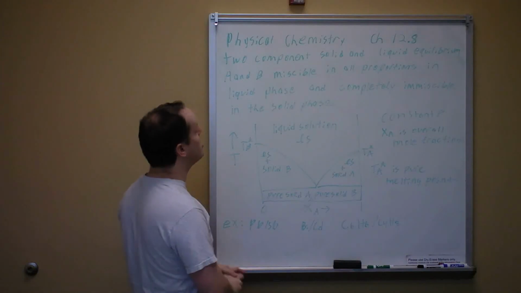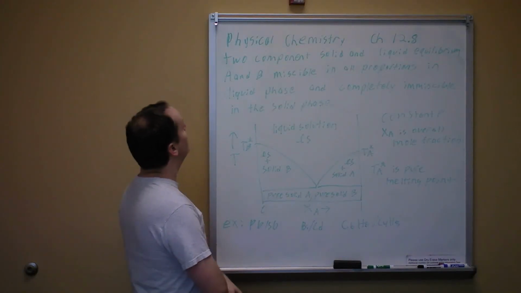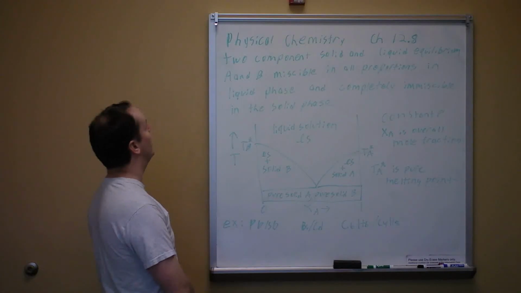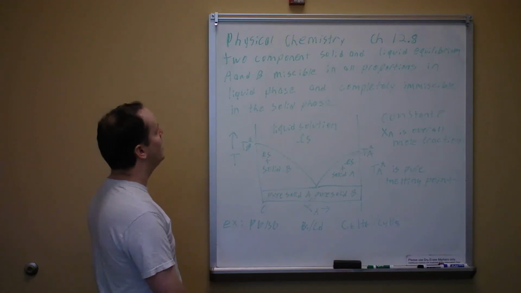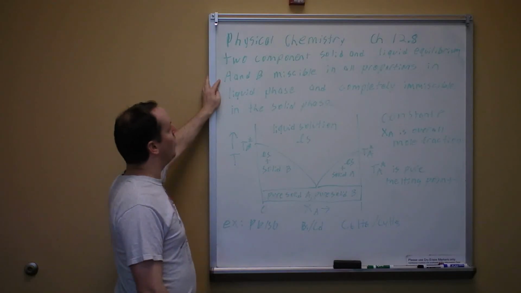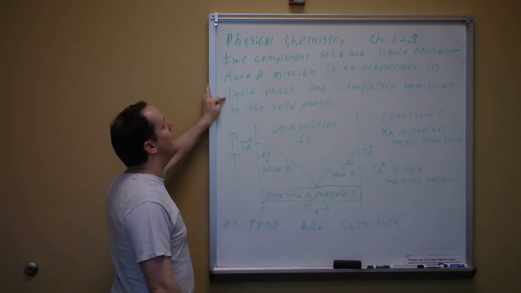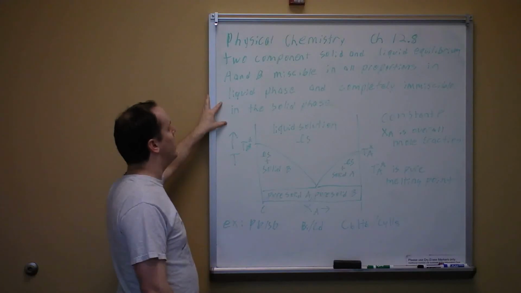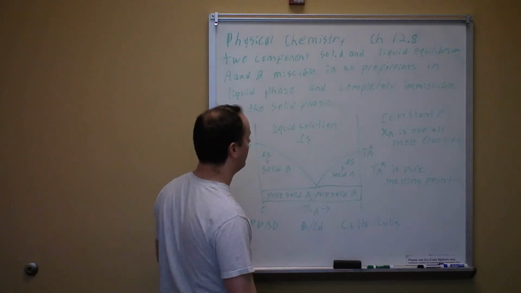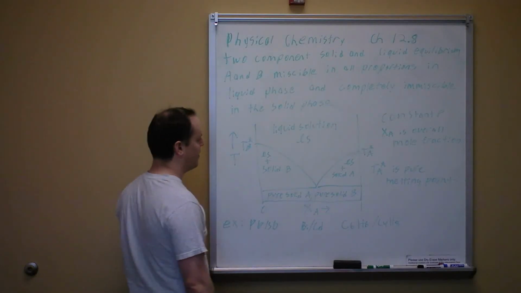Continuing on Physical Chemistry, Chapter 12, we are in Section 8 now. Now we're going to talk about if we have two components and we have both the solid and liquid phase in equilibrium. In the first example, we're going to say A and B are miscible in all proportions in the liquid phase, but completely immiscible in the solid phase. Remember, this is temperature against mole fraction of A, so we're going to hold pressure constant.